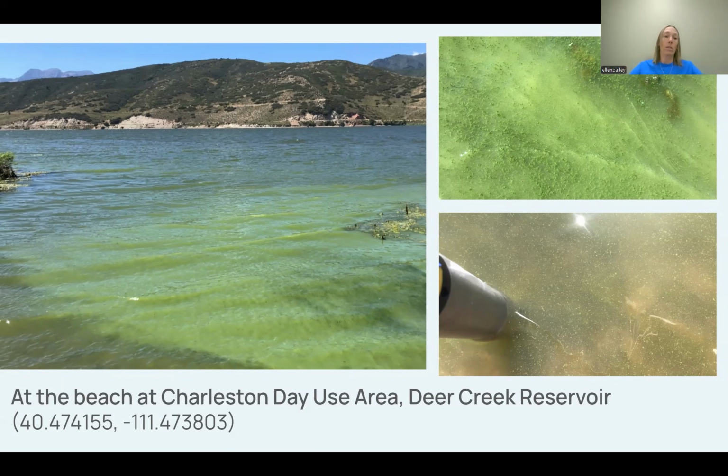And again, there's a latitude and longitude, but just any descriptors, whatever you can share to specify exactly where you are seeing that.